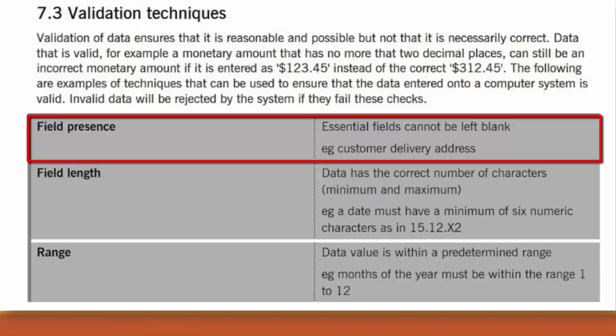Think of it like this. You are filling out a school form. If you forget to write your name or your address, the form is not complete. In accounting, some fields are required. If you leave them empty, the computer shows an error. Example 1. You are making an invoice for a customer. You forget to write the customer's delivery address. The system will stop you and say, please enter the address.